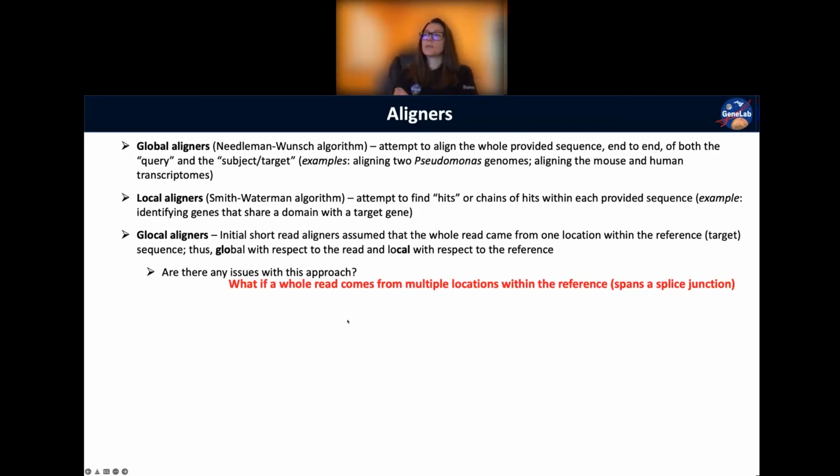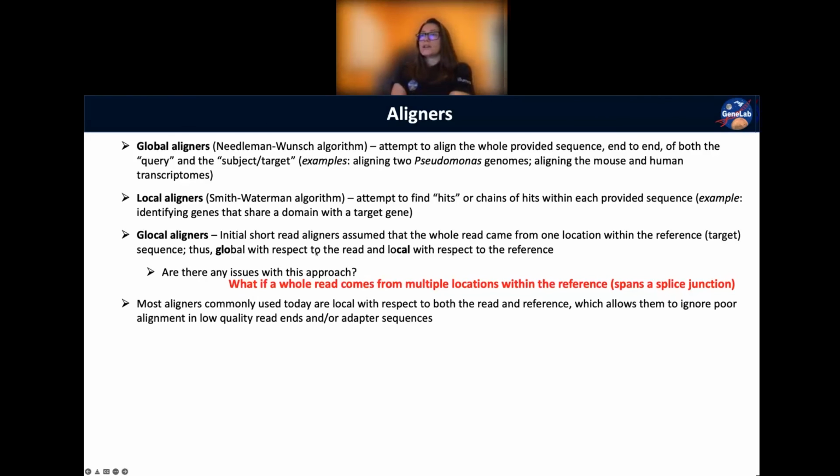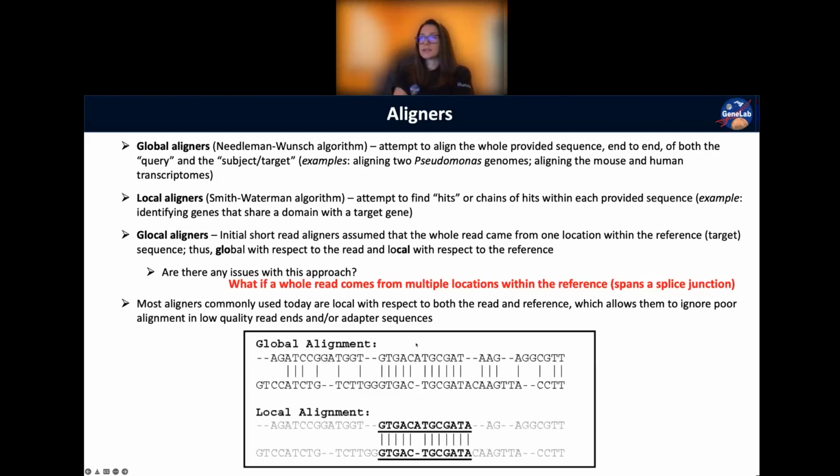And that is it. What if a whole read comes from multiple locations within the reference, i.e. spans a splice junction? Most aligners commonly used today are local with respect to both the read and the reference because of this issue. That allows them to ignore poor quality alignment, low quality read ends, and adapter sequence. It also allows them to account for reads spanning splice sites.